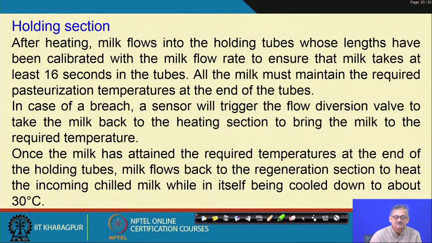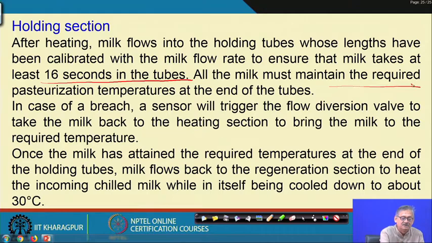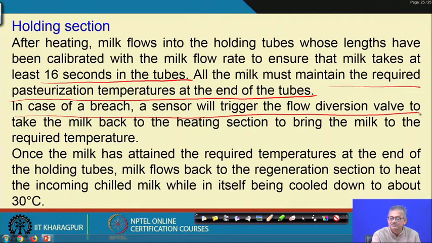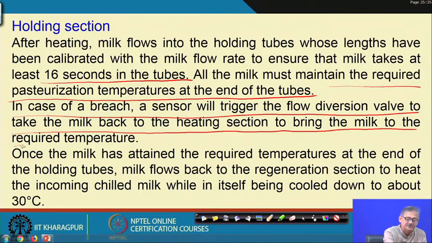After heating, milk flows into the holding tubes whose lengths have been calibrated with the milk flow rate to ensure that the milk takes at least 16 seconds in the tubes. This holding time is 16 seconds. All the milk must remain at the required pasteurization temperature at the end of the tubes. In case of a breach, a sensor will trigger the flow diversion valve to take the milk back to the heating section to bring it to the required temperature.